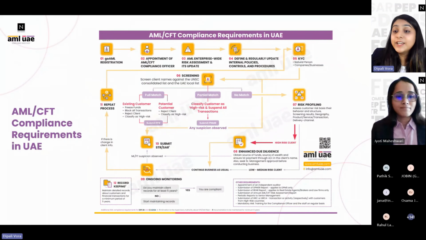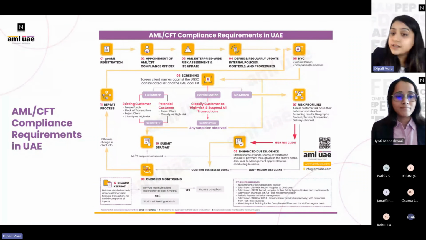Now coming to the overall obligations for the financial institutions, DNFBPs and VASP. For the ones who are attending it for the first time, I'll just take 10 minutes to make you understand the basic obligations that you have with respect to complying with AML CFT law in UAE.